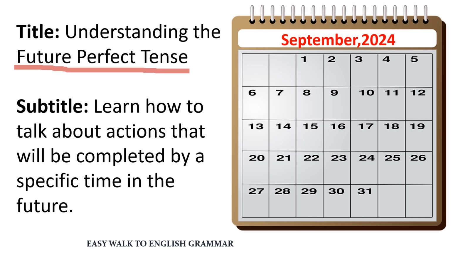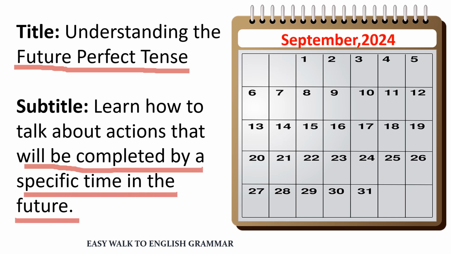Coming back to our point here, we are going to learn about actions that will be completed by a specific time in the future. To make things clearer, please look into the calendar on the right side of the screen. In the calendar, we took 2nd of September 2024 as our example date. On this date, we speak about the completion of an action. But the completion of the action will happen only on a future date. Are you confused a little? Don't worry, let's look into this matter in detail.